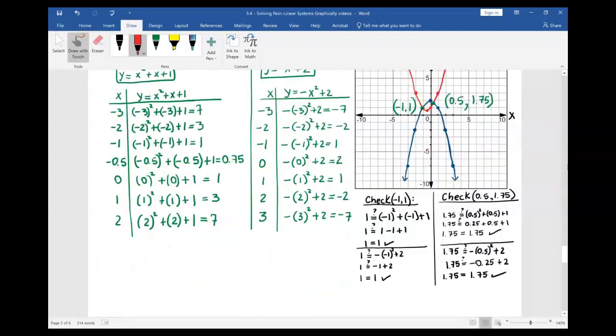After we find the points of intersection, we have to check if each point satisfies both equations. And I already did the work down here. We see they both work. That means the solutions of the system of equations are the points -1, 1 and 0.5, 1.75.